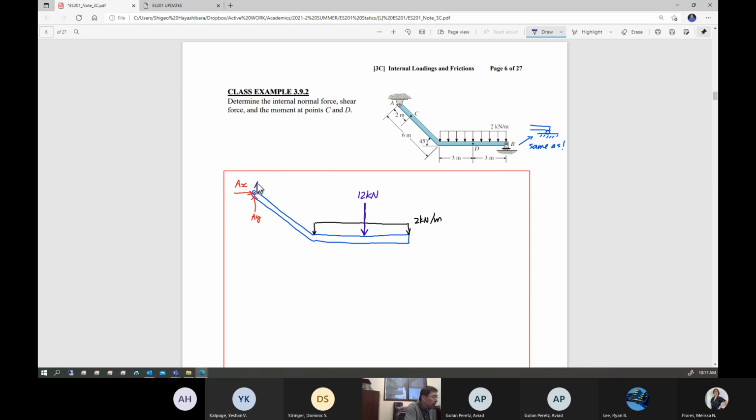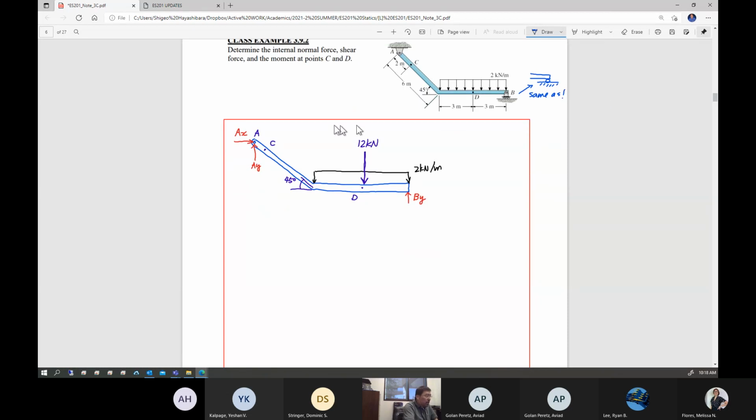So let's say this is location A. Location C is only 2 meters away. It looks like, geometrically speaking, this is a 45 degree angle. And right here is location D. And then you have another support reaction right here, By. Okay, so I think this is a free body diagram. And first thing is you want to find out those 3 unknown support reactions.